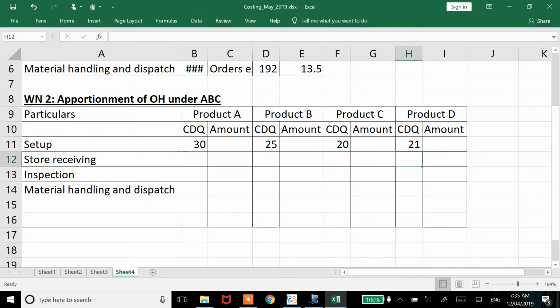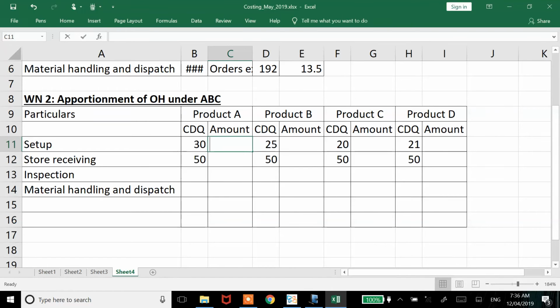Store receiving, what is the driver? Requisitions raised: 50, 50, 50 and 50. One important rule is, all these 4 will add up to the overall CDQ there. We have written the CDQs for the 4 products. Like this you can keep doing it.